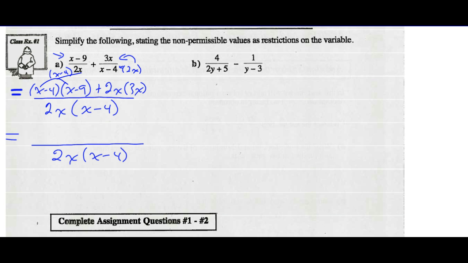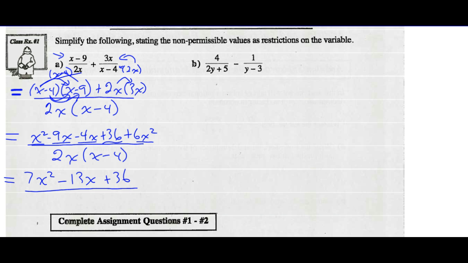So x times x is x squared. x times negative 9 is negative 9x. Negative 4 times x is negative 4x. And negative 4 times negative 9 is a plus 36. And over here, 2x times 3x is a positive 6x squared. Let's combine all the like terms. 1x squared plus 6x squared is 7x squared. Negative 9x and negative 4x gives me a negative 13x. And 36 is the constant term, all over 2x times x minus 4.